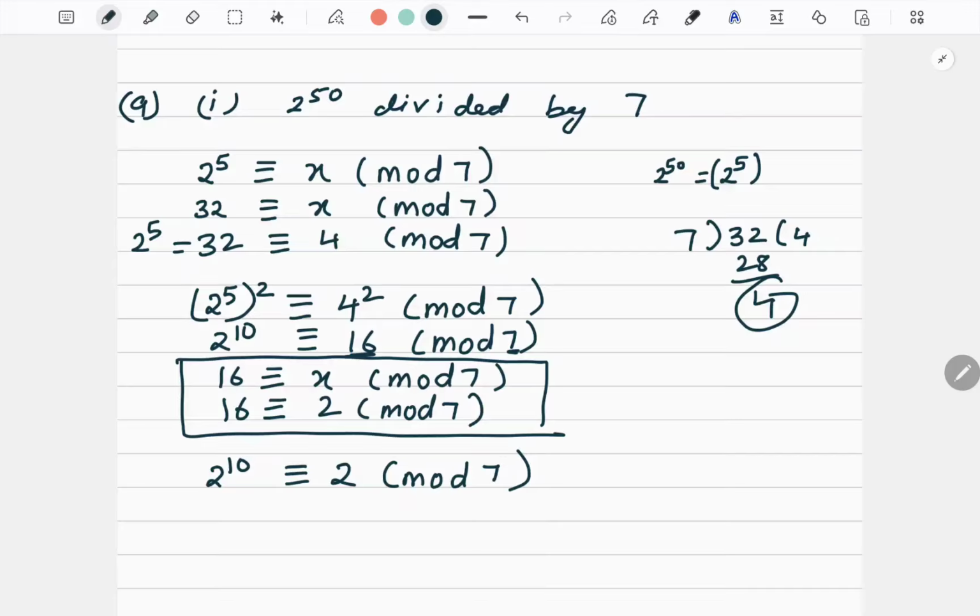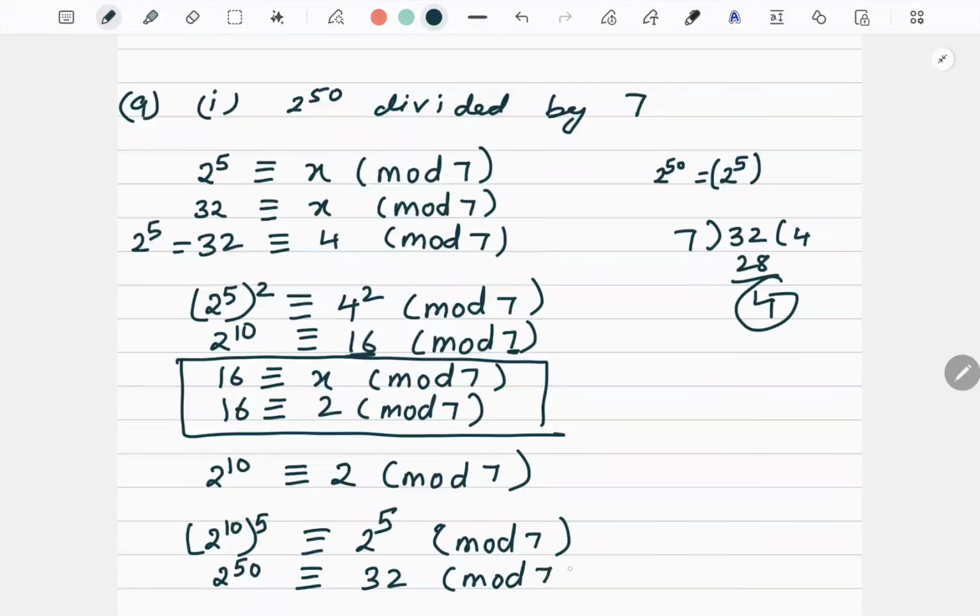Correct? Now again raise it because I should reach till 50. So now if I raise it to the power 5, it becomes 50. Oh, sorry, raising 2 to the power 5 will give me 32. Raise it to the power 5 on both sides, mod 7. So 2 to the power 50 congruent 32 mod 7.